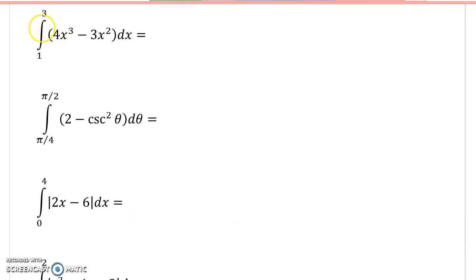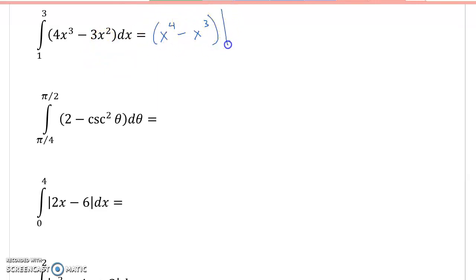We've got inverse power rule going on here. So remember that we have to undo the power rule. So the 3 bumps up to a 4. We'll divide by 4, so these 4's cancel out, and we'll get x to the 4th, right? If I take the derivative of x to the 4th, I get 4x cubed. Same thing with this. I'll bump the 2 up to a 3, divide by 3, the 3's cancel out, I get x cubed. If I take the derivative of x cubed, I get 3x squared. So all that is good.